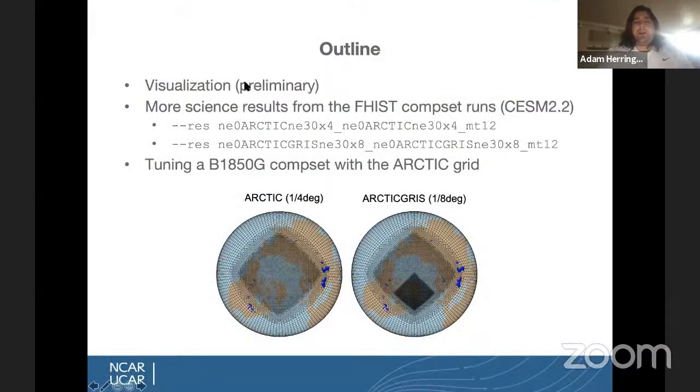We also put together a movie, and it's very preliminary, but I'm going to show you what we've got so far from this 8th degree Arctic simulation. I'm going to show a couple new science results from the FHIST runs using the Arctic and the Arctic GRIS grid, which, by the way, run out of the box with these grid aliases for CESM 2.2. And then I'll finish off with a BComp set. So we're trying to get this Arctic run with a couple of the oceans so we can run it over the historical period into the future, which requires some tuning.